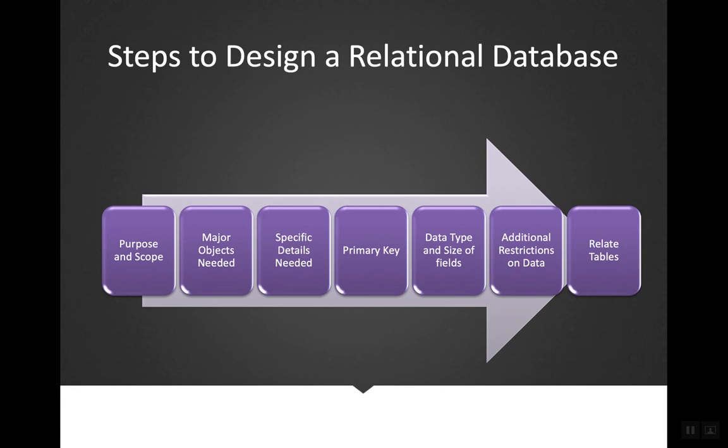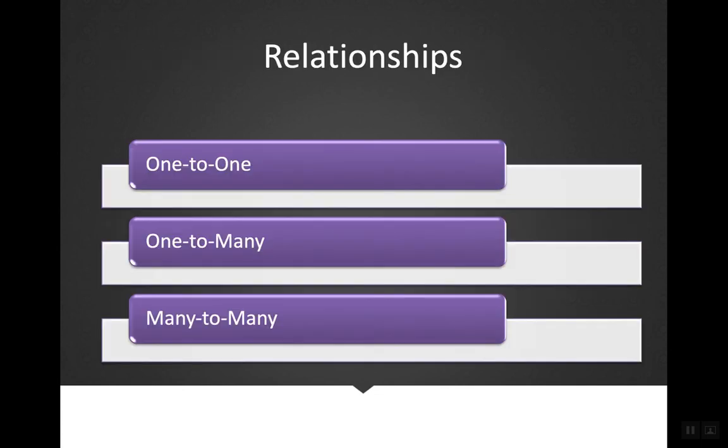All right. Identify your major objects. Once you have your major objects, you go through and identify your specific details. Define a primary key for all of the tables. You want to set the data type and the size, and then you establish whatever additional restrictions, format, lookups, whatever additional restrictions can be on the data. And finally, the last step: if you have more than one table in a relationship, you establish the relationships between tables. All right, so that's really the steps of creation of a relational database.